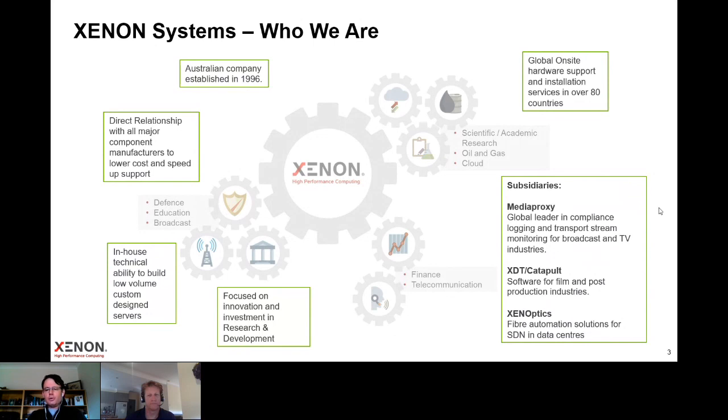We also have a few subsidiaries which were spun out of XENON Systems as a result of projects with customers, like Media Proxy, which is a global leader in compliance logging solutions for broadcasters, XDT Catapult, which provides software solutions for the film and post-production industries for high-speed data transfers, and Synoptics, which provides fiber automation solutions for software-defined networking in data centers.